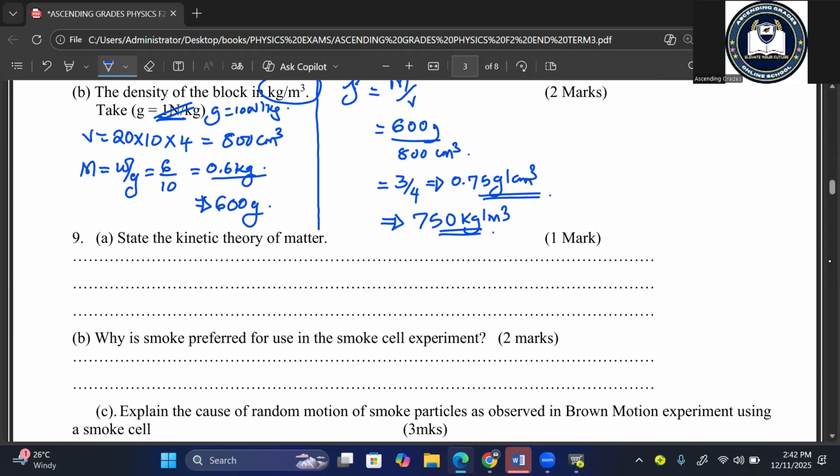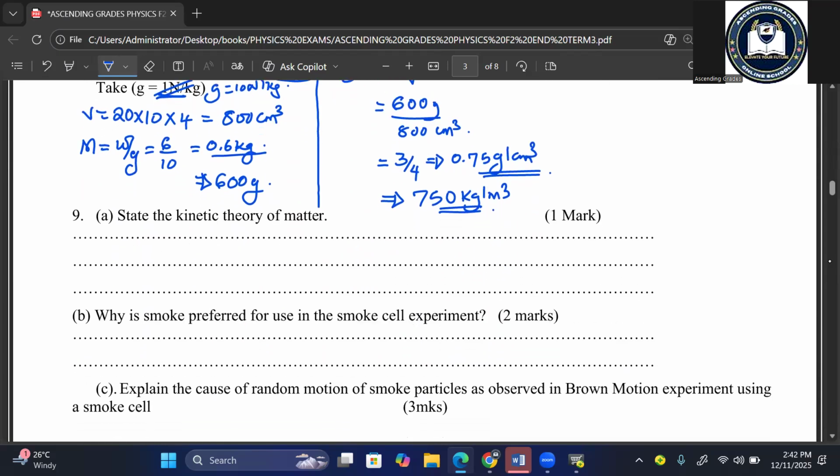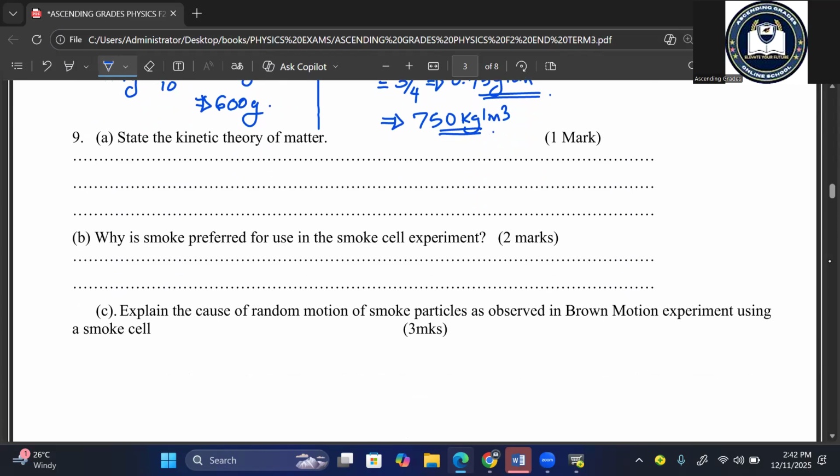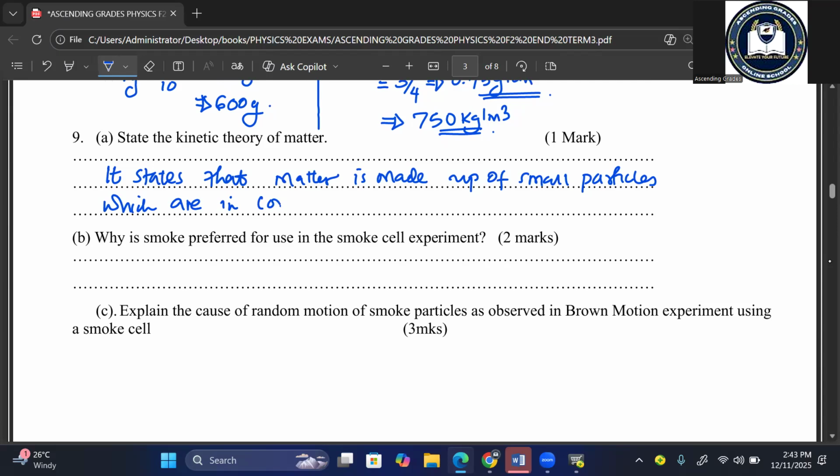State the kinetic theory of matter. It states that matter is made up of small particles which are in constant random motion.